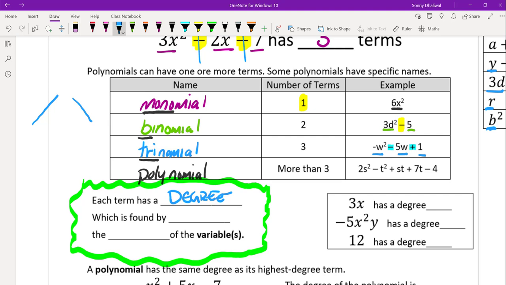If something has a degree of 2, it has like a U-shaped graph. And if something has a degree of 3, it has a graph like that, or its mirror graph like that. So how can we find the degree of a term? What we do is we add the exponents of the variable. And by figuring out what the degree is, we know how the graph looks like.